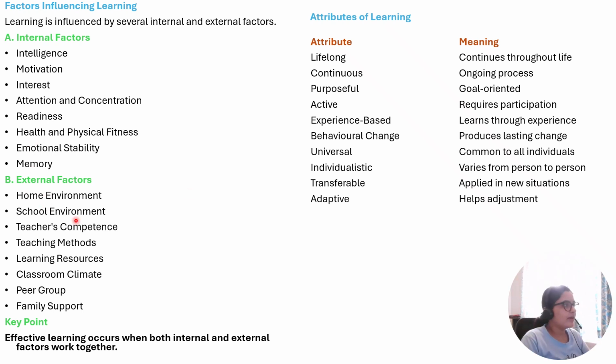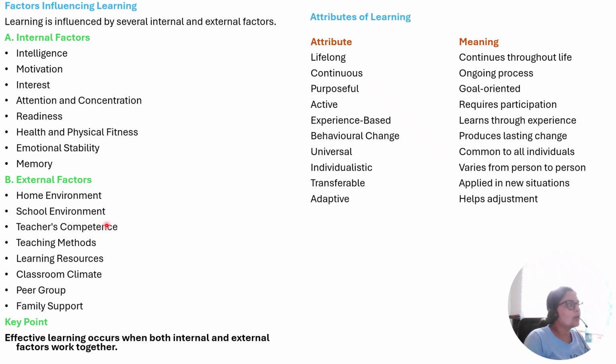What are the external factors? First, home environment. If a child has to learn something, it should begin at home. So the home environment should facilitate learning. That means parents should show love and care towards the children. All these are very important for learning. Then the home should be ventilated, with a nice airy environment. It should have enough sunlight coming in. So all these come under the home environment.